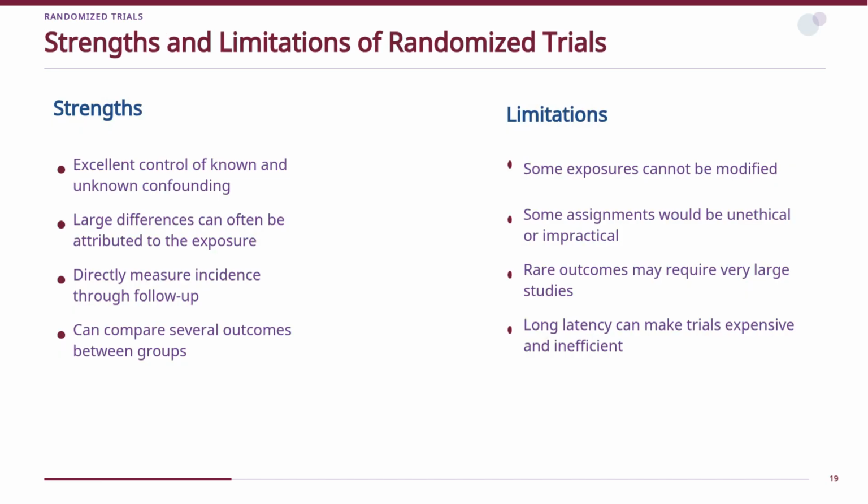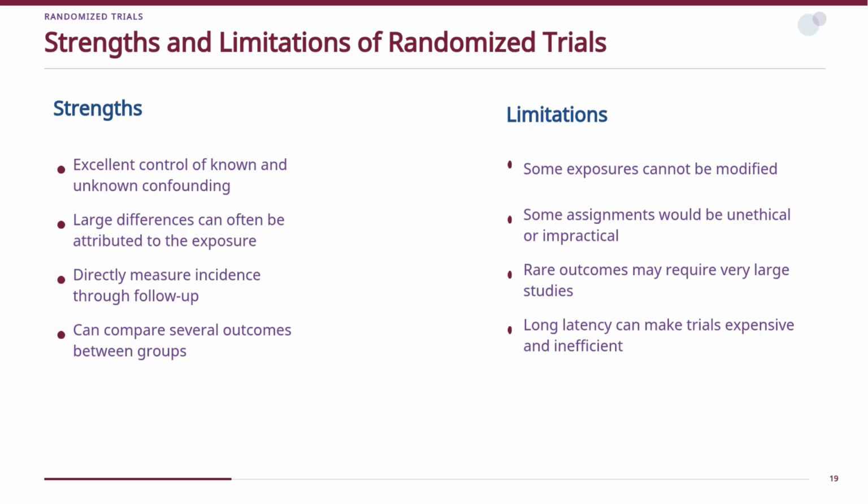Randomized trials have several important strengths, but they also have some limitations. One major strength is that randomization helps control both known and unknown confounding factors, so the groups are more comparable. Because of this, if there is a large difference in outcomes between the groups, we can more confidently attribute that difference to the exposure or intervention.